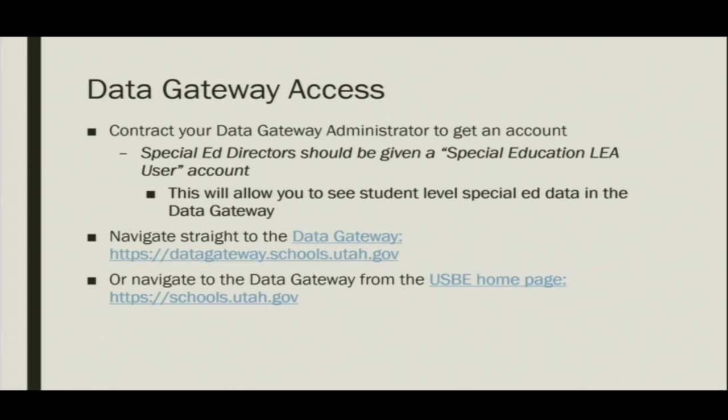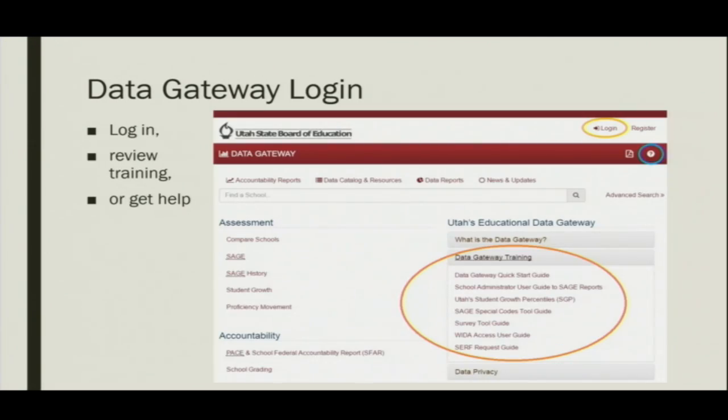To get to the Data Gateway, you can either navigate there with this URL, datagateway.schools.utah.gov, or you can get there from the USBE homepage, which is schools.utah.gov, and you'll click on the Data Gateway link. Once you're on the Data Gateway, the first page that pops up, you'll see a login link in the upper right hand corner. Click on that to log in.